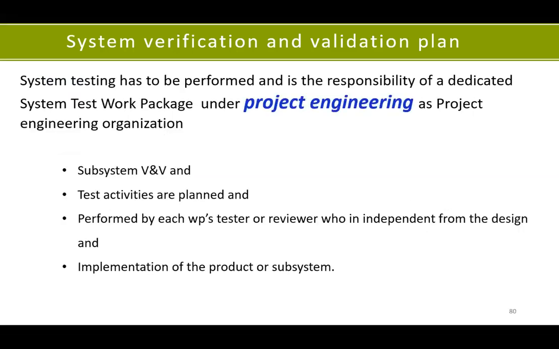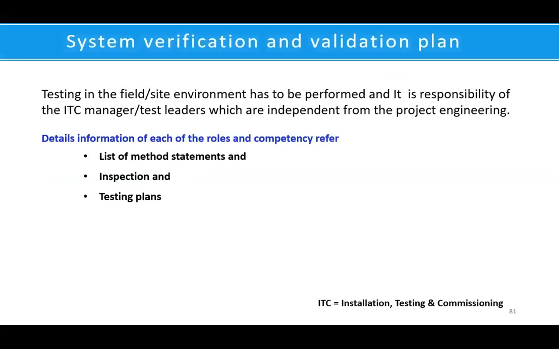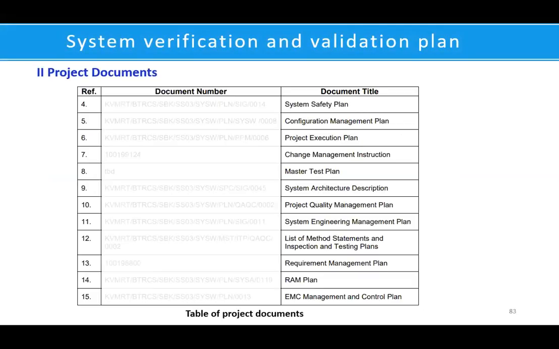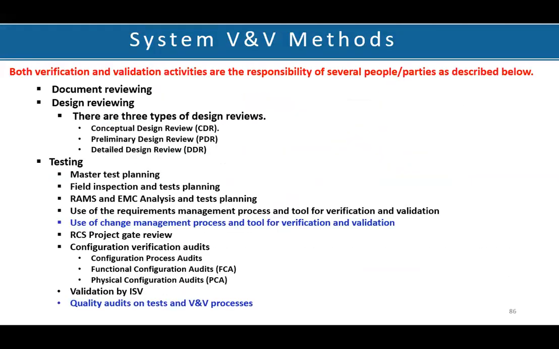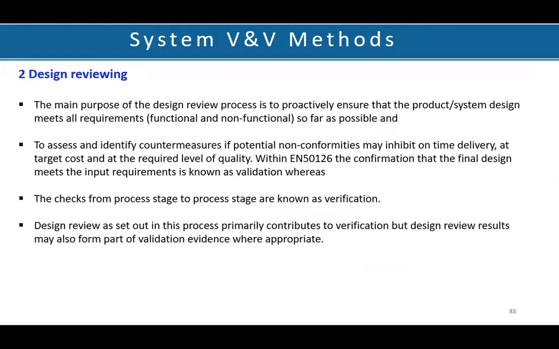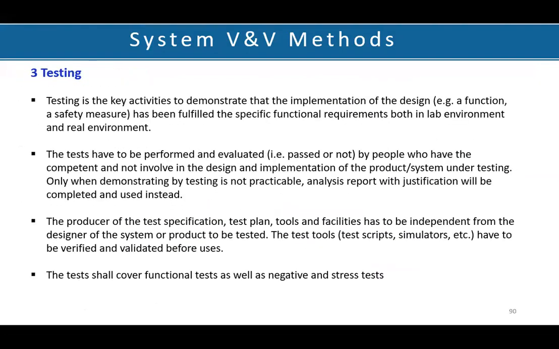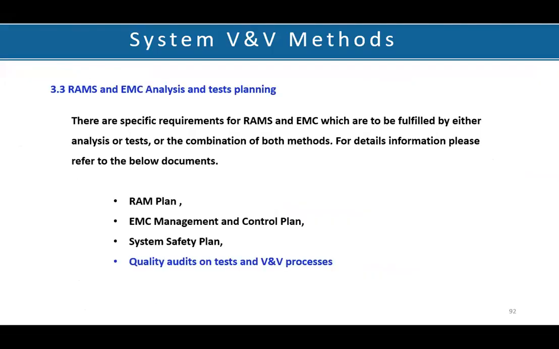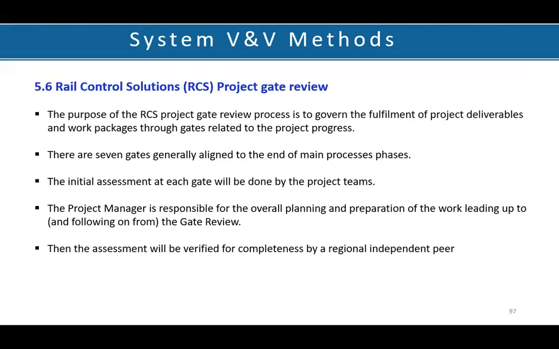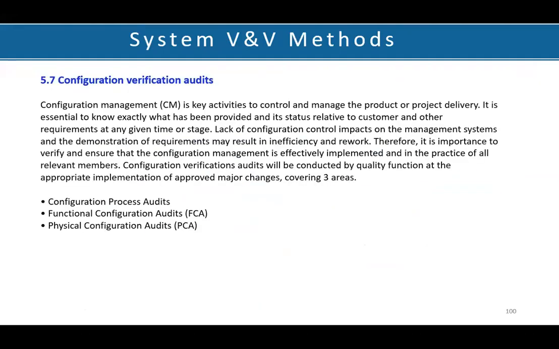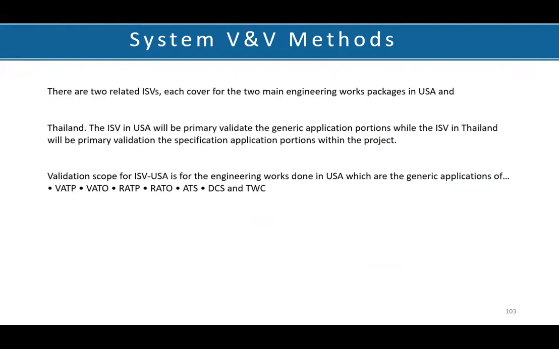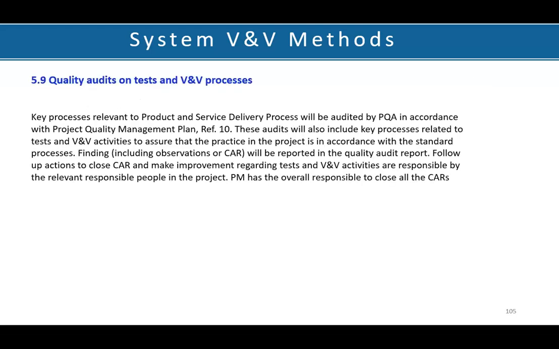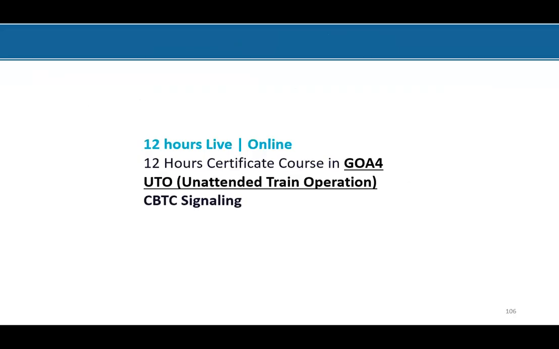And then coming to verification and validation, this is the most important thing for people who are in the project and design to perform the verification and validation functions. These are all very elaborately detailed about the various things which are to be done, like design reviewing, testing, master testing plan, RAMS and EMC analysis. All this will come in verification and validation. Field inspection, rail control solutions, all these are part of the verification and validation. And what are the things, quality and audits are done.